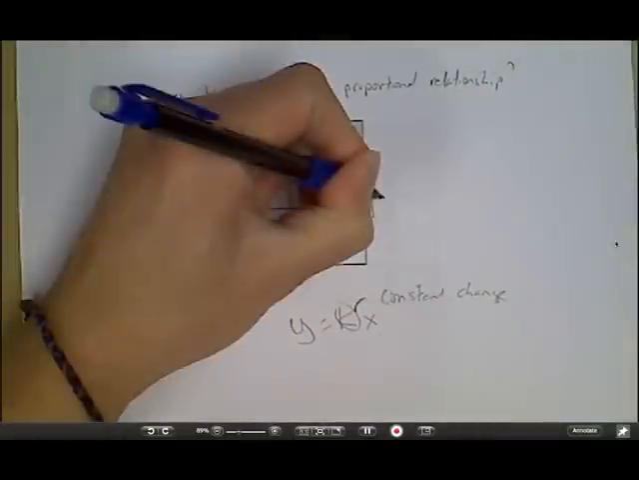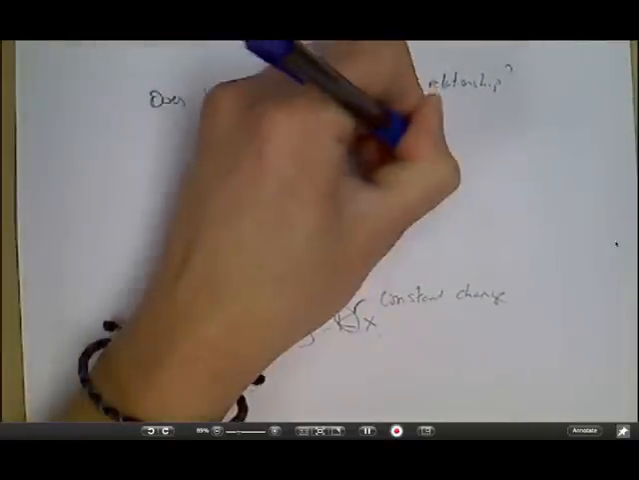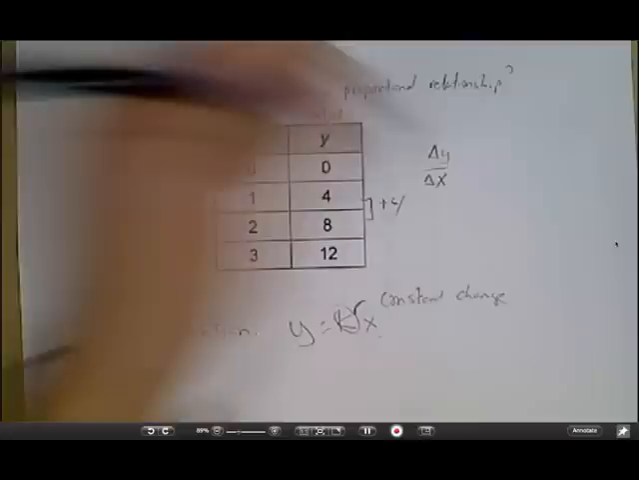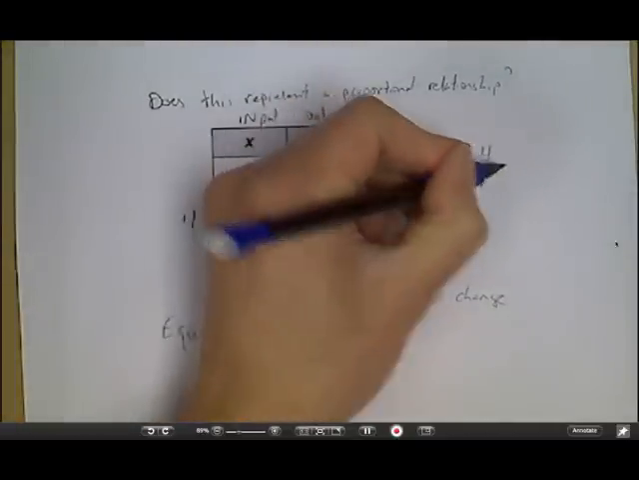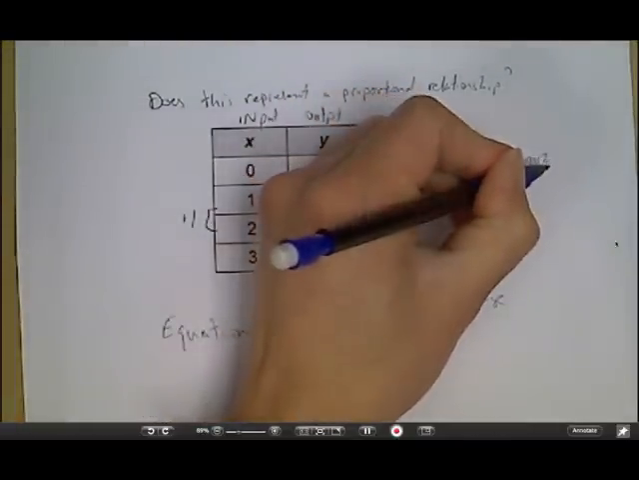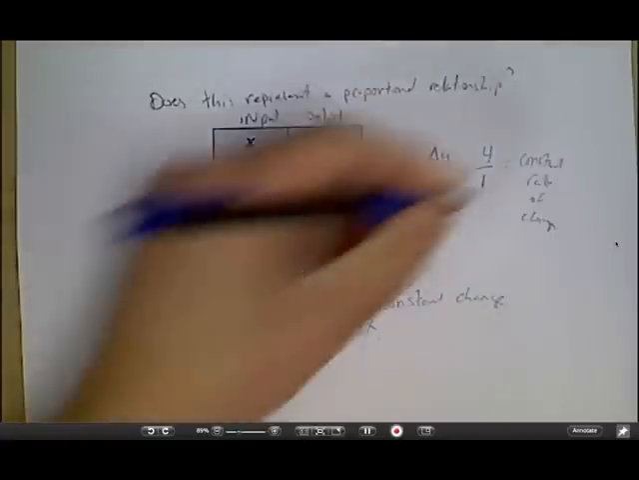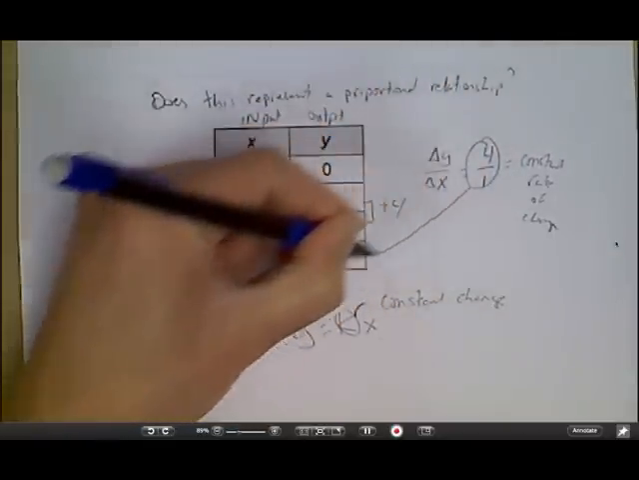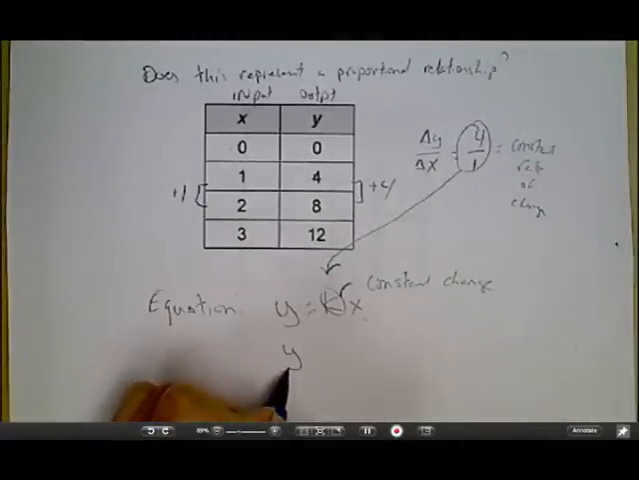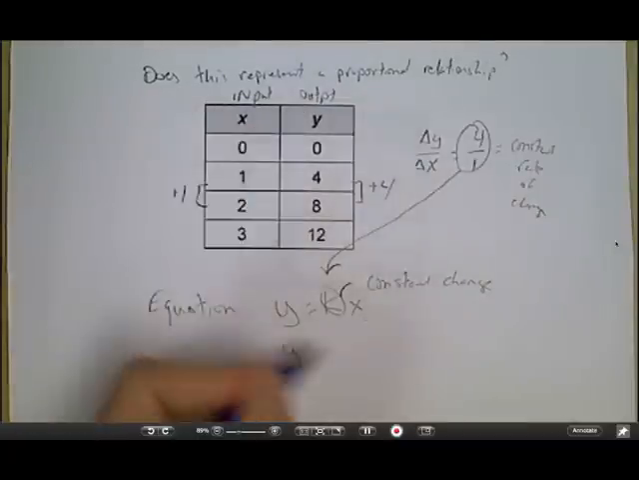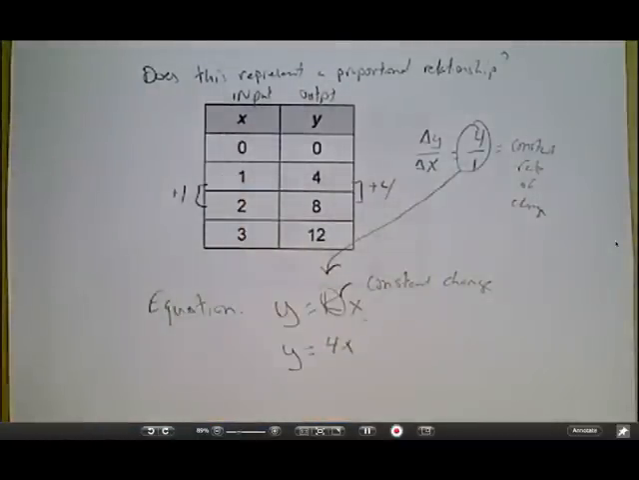From 4 to 8 is plus 4, 1 to 2 is plus 1. So my change in y over my change in x is 4 over 1. So this is my constant rate of change. So then you just take this constant rate of change and replace your k with that number. So your equation now is y is equal to 4 times x.